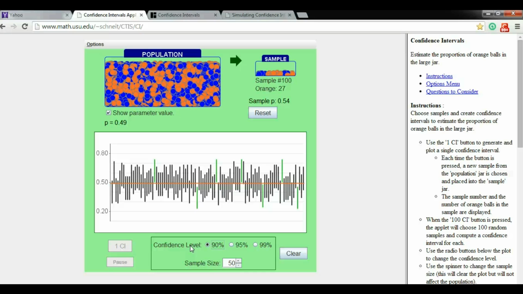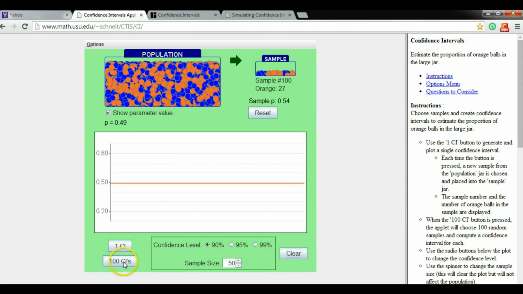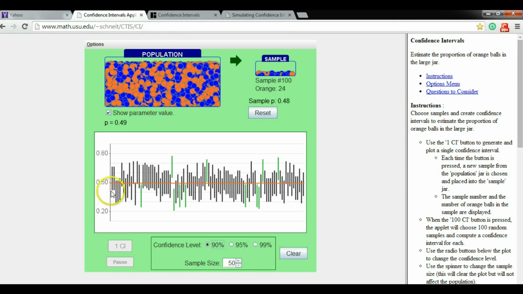Now you're going to say, well, Mr. O'Neill, on your applet, 93 out of 100, that's 93%. Again, if I was to continue to do this, I would get about 90%. So let's do it again. That's 1, 2, 3, 4, 5, 6, 7, 8, 9, 10, 11. So this time 89% of our intervals captured p.